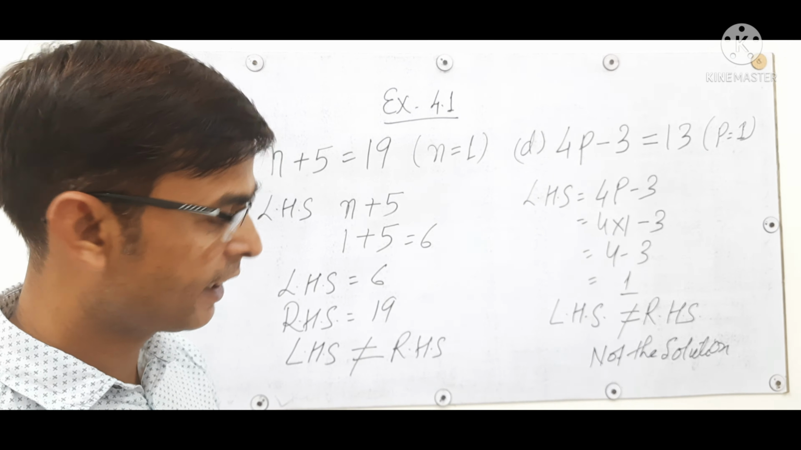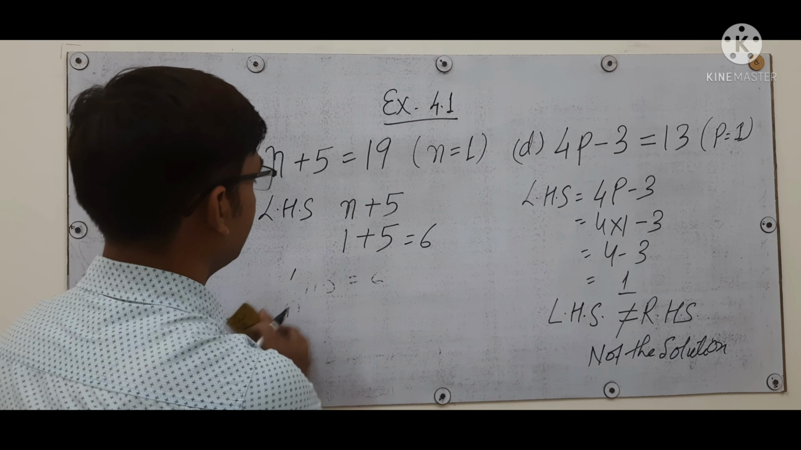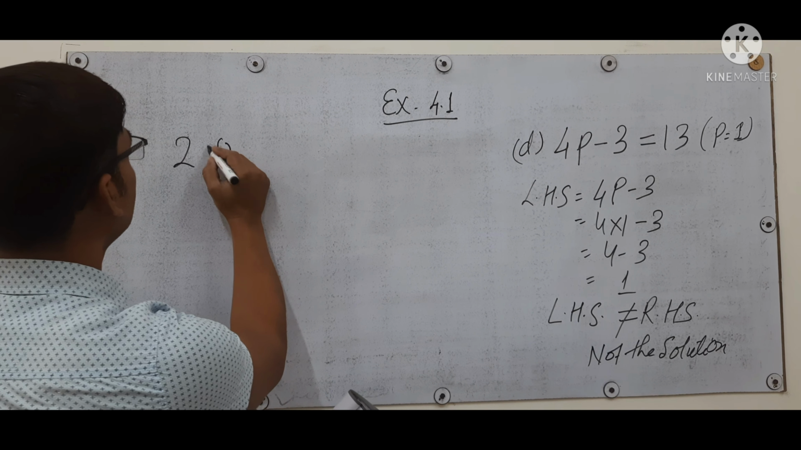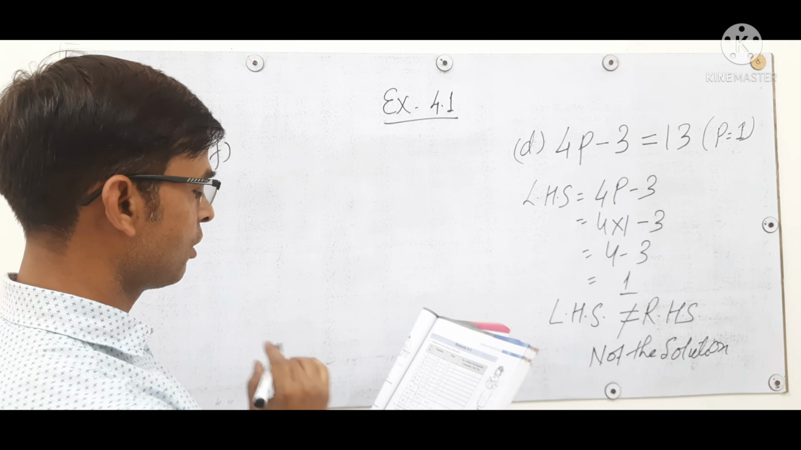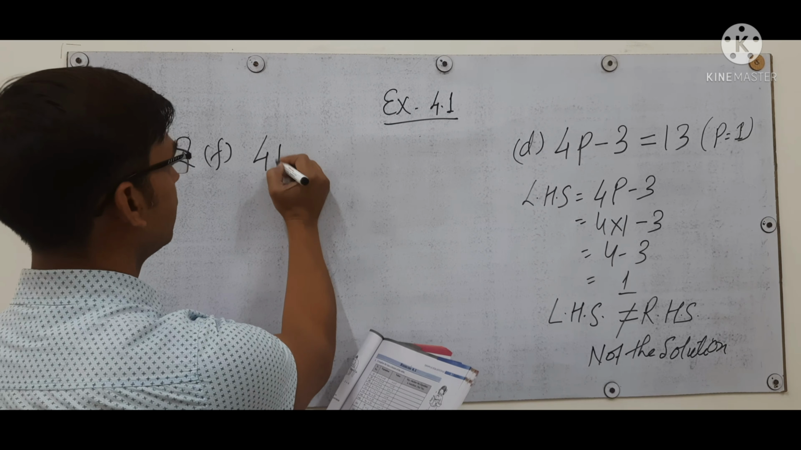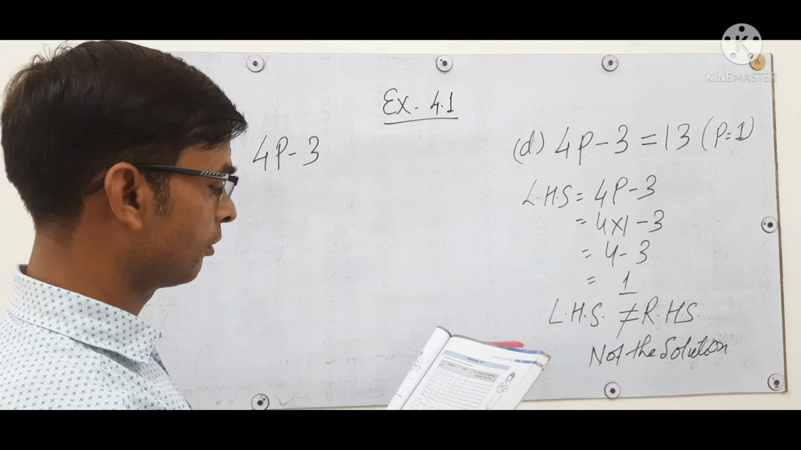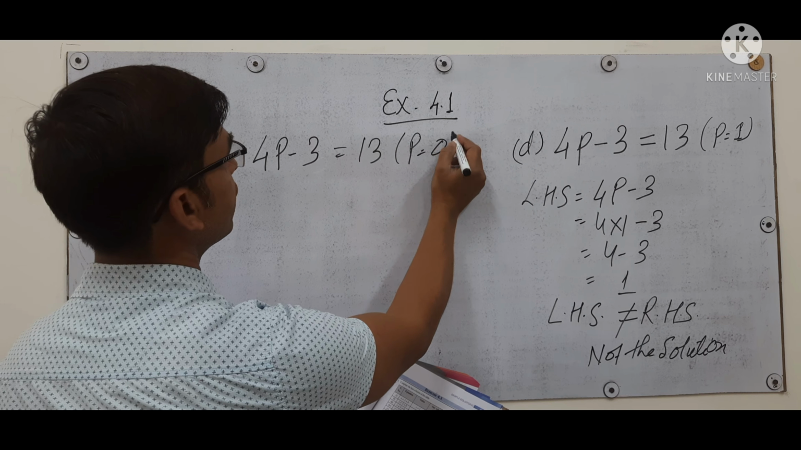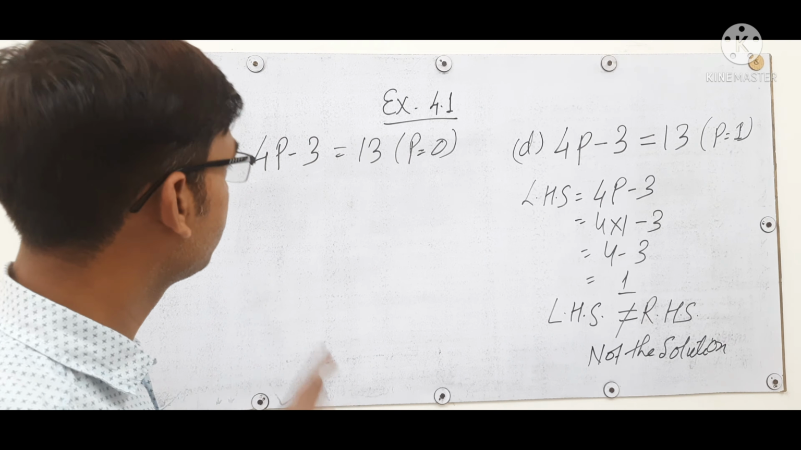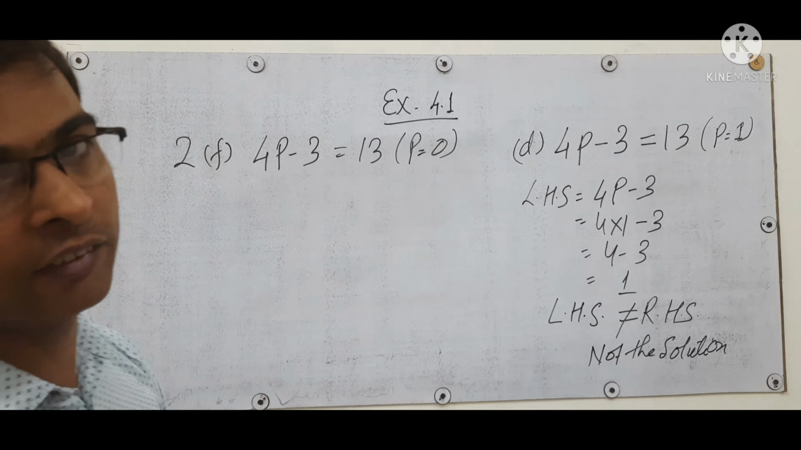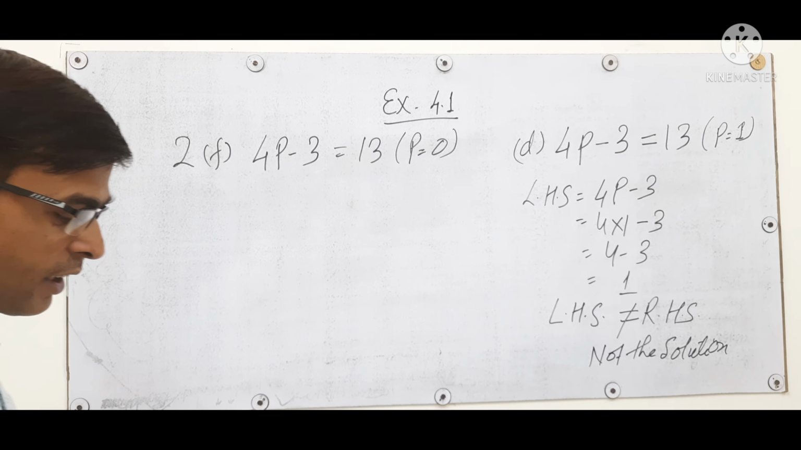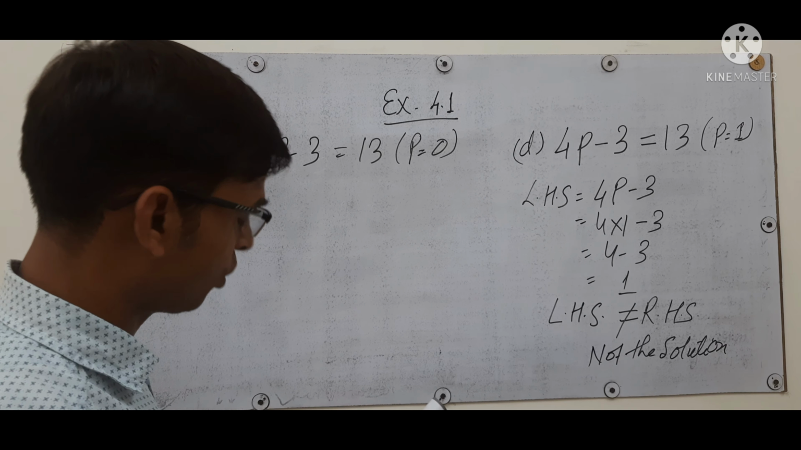And now we will simply do its part F. Okay, so let's see how we will solve part F. Part F is also very easy, and here we go. Part F is given as 4p minus 3 equal to 13 and the value of p is given as 0. So 4p minus 3 must be equal to 13 if p is 0, and we have to find whether the solution given in the bracket is the answer or not.